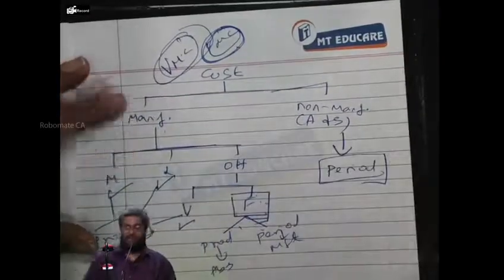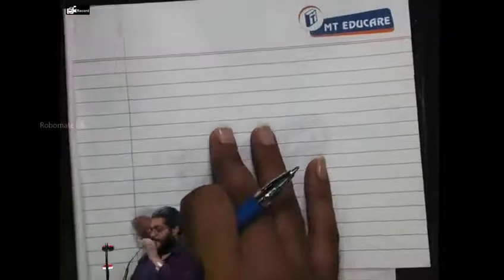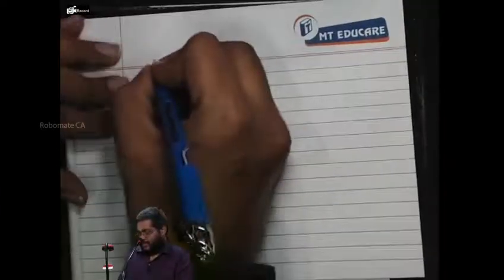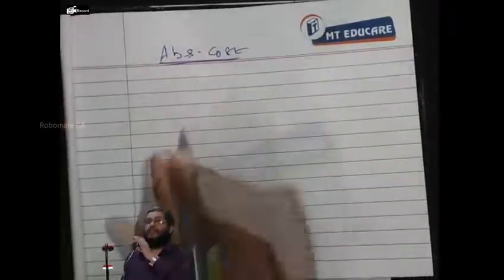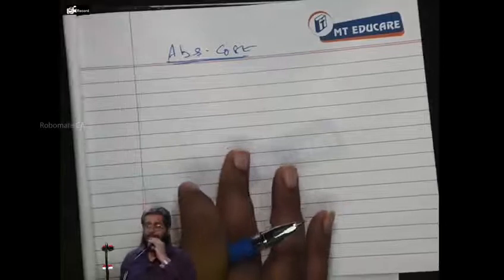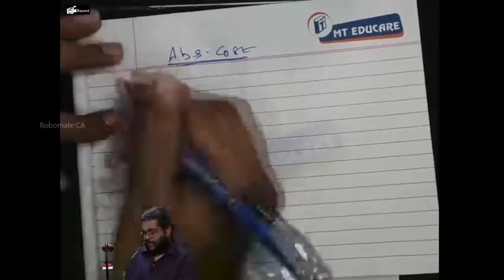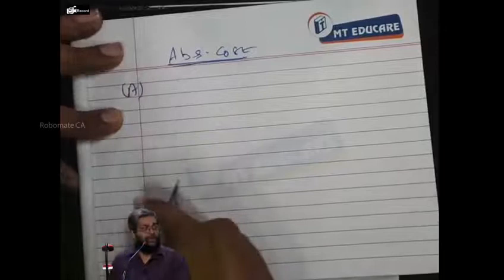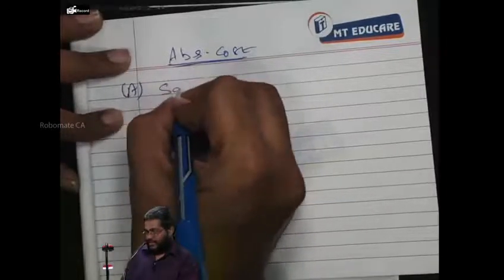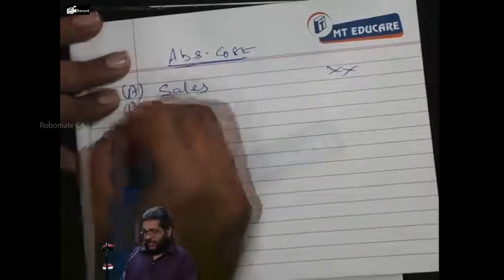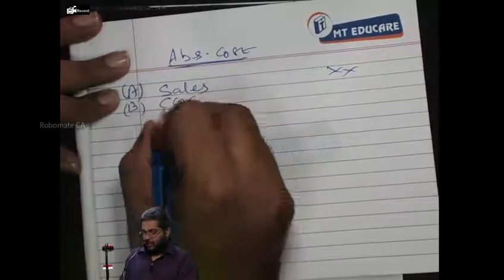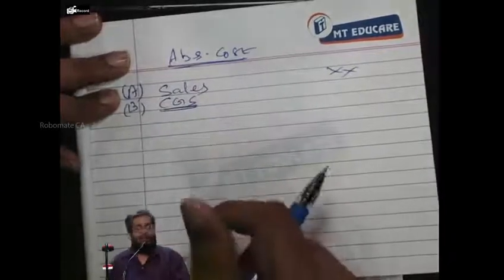Now let me write the income statement format, then I'll dictate the notes, then we can do the problems. First is the absorption costing income statement. I am having sales. From the sales, we reduce cost of goods sold to calculate gross profit. Right or not?